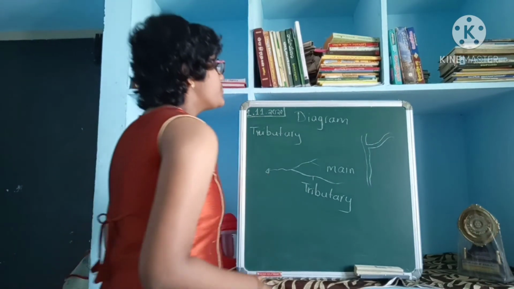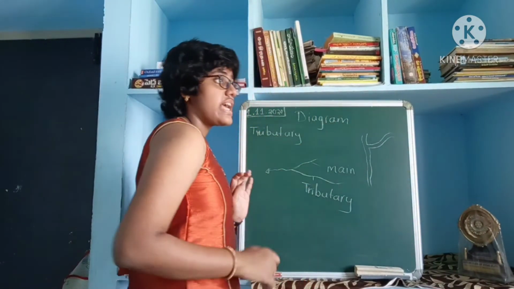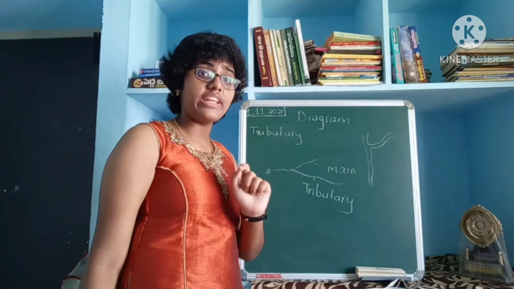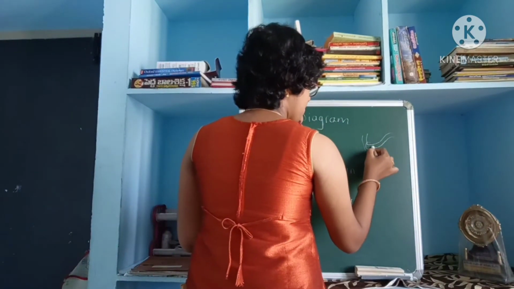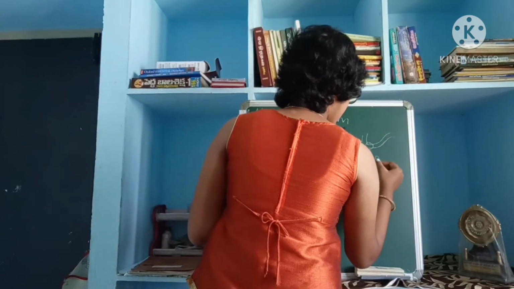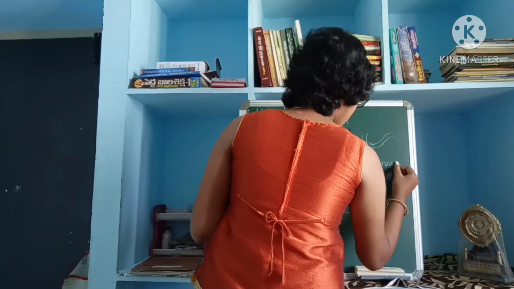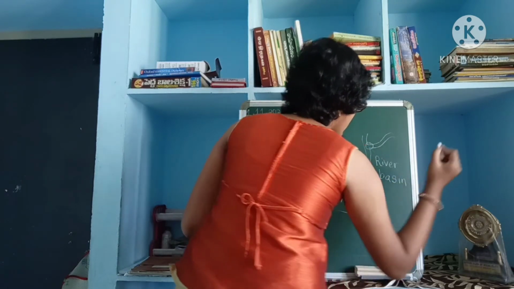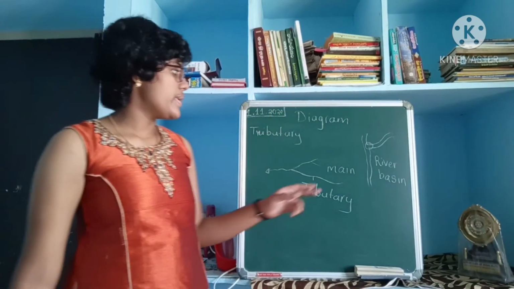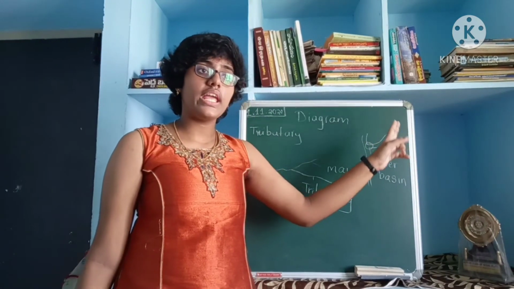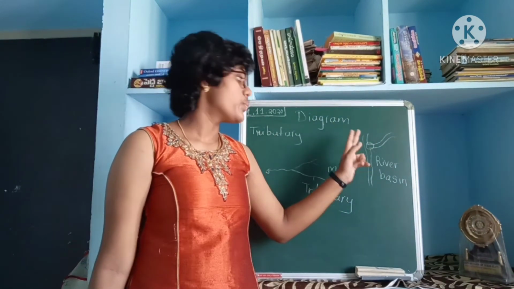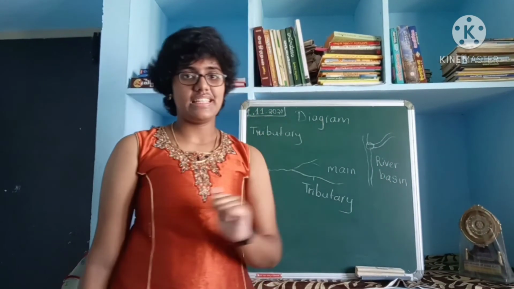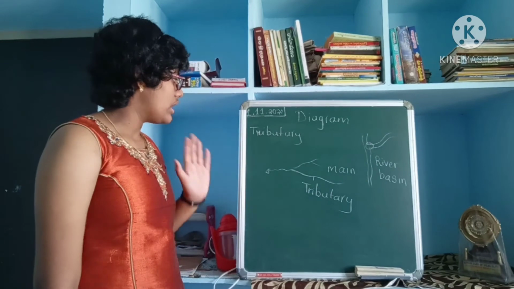The place at which the tributary gets mixed into the main river is known as the river basin. River basin. The place at which the tributary gets merged with the main river is known as the river basin. Okay, so this is all about the tributary.